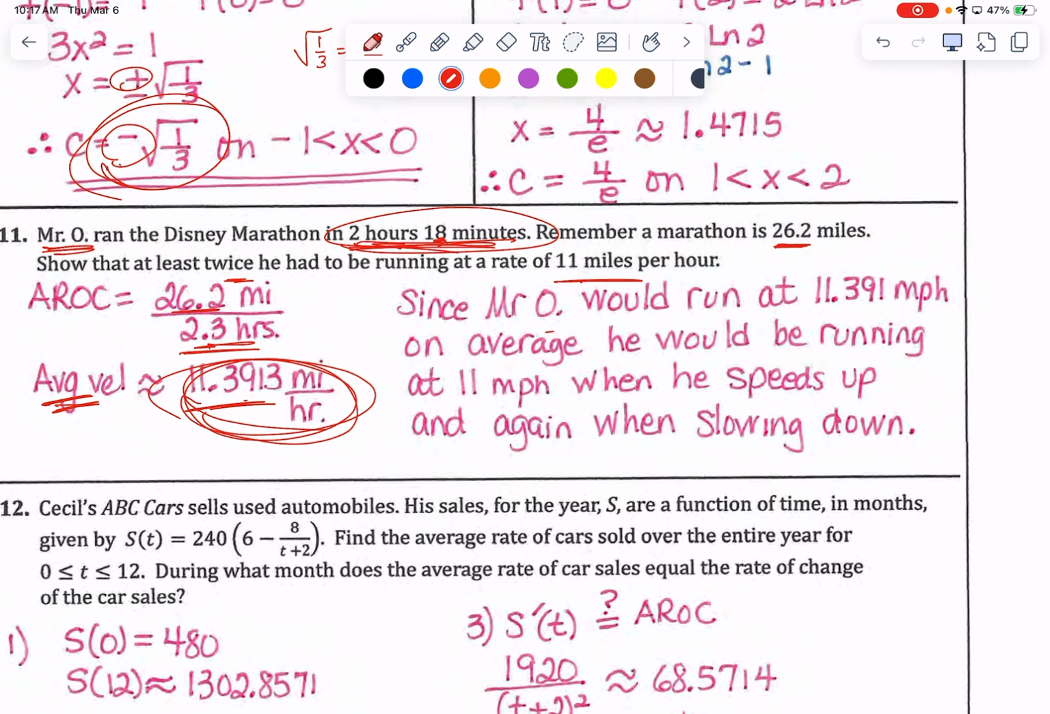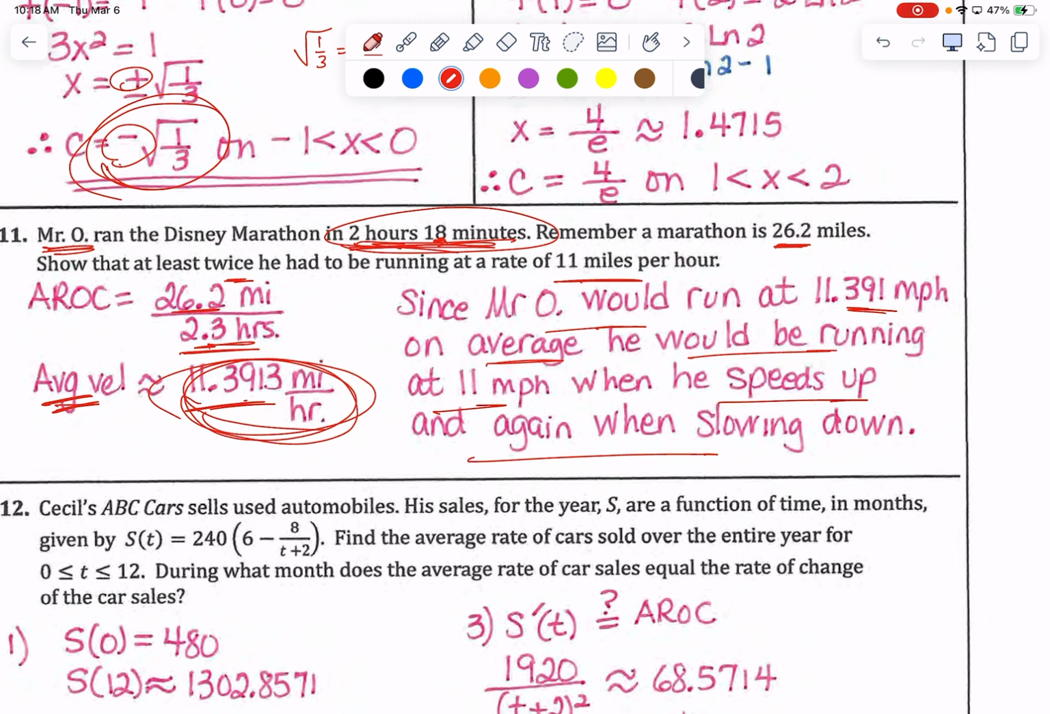Continuous. So since Mr. O would run at 11.39 miles per hour on average, he would be running at 11 miles per hour when he speeds up and slows down again. So if he averages that, is there going to be a time where he's actually going 11.3 miles per hour? Yeah, so that's the AROC parallel to the IROC. That's the slope of the secant equaling the slope of the tangent.